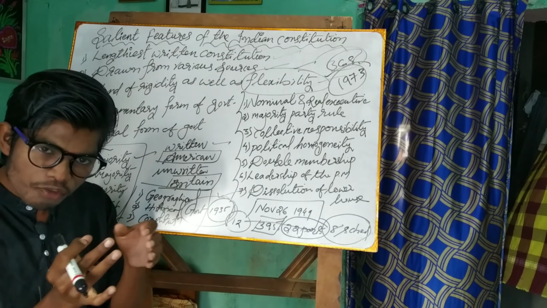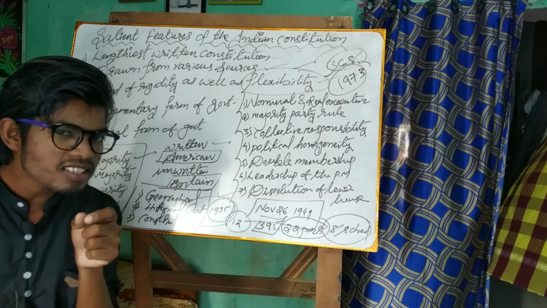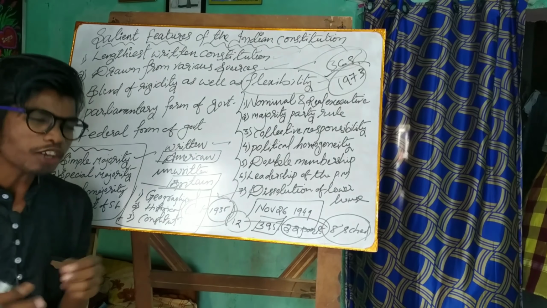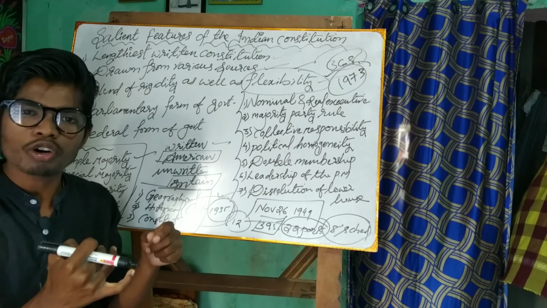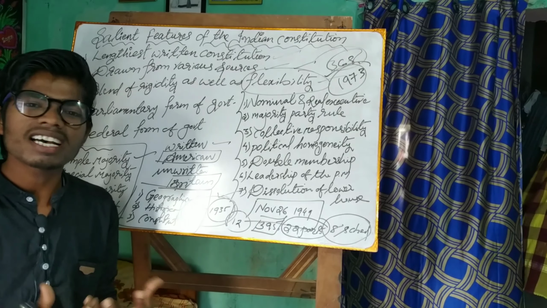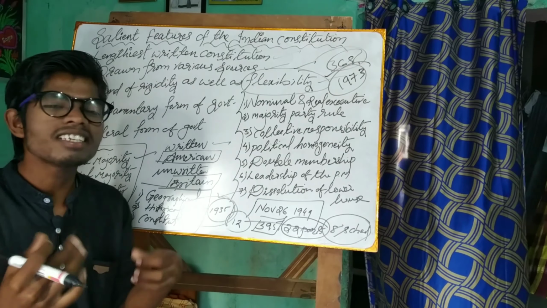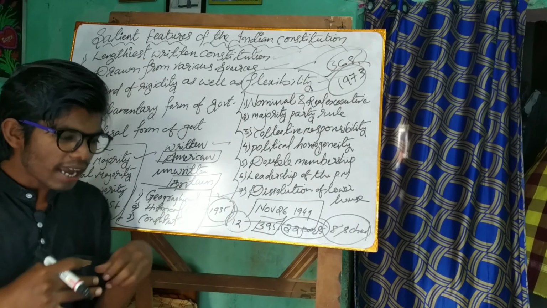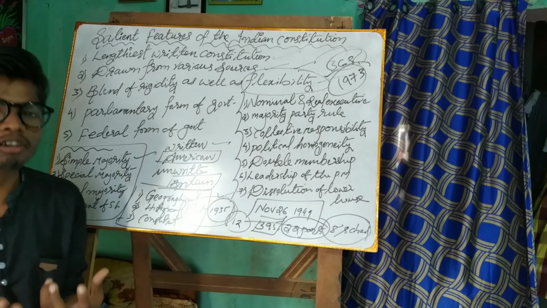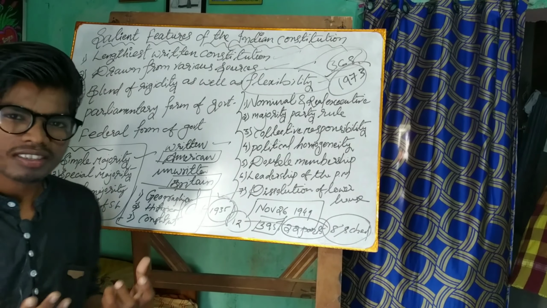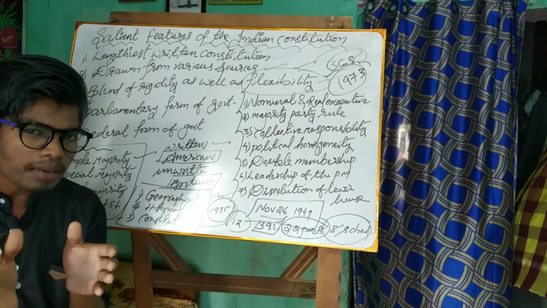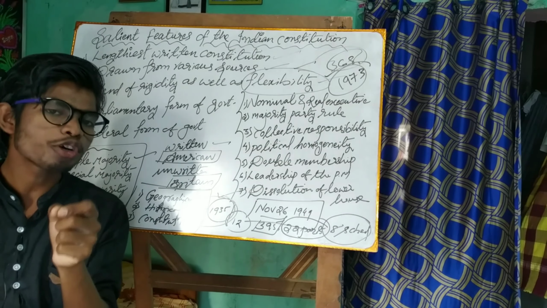What are the features which can be amended by a simple majority of both houses of Parliament? Features such as the formation of new states, the alteration of areas, boundaries or names of existing states, as well as the emoluments, allowances and privileges of the President, the Governor, the Speakers and the judges, and the salaries of the members of Parliament. These are the provisions that can be amended by a simple majority of Parliament.